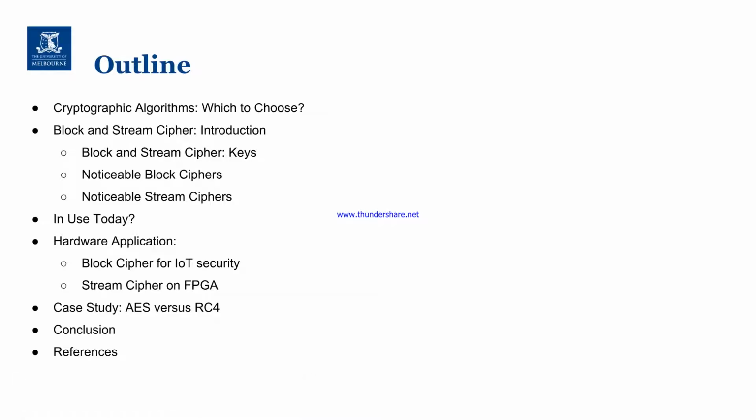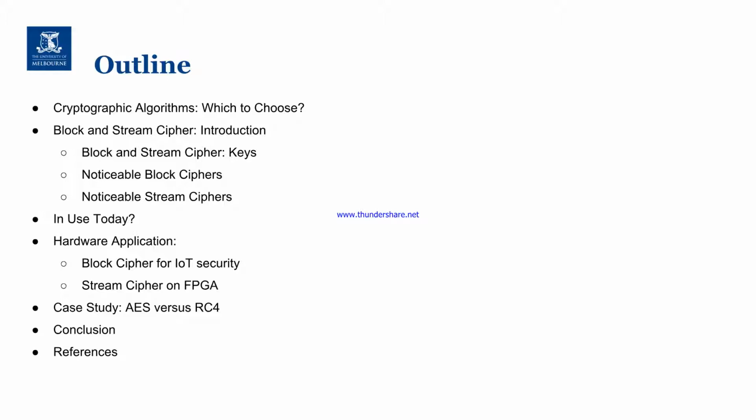First we talk about the different types of cryptographic algorithms present and what type of algorithms we choose based on our preferences. Then we introduce block and stream ciphers, and talk about how they differ and compare in terms of their mode of operation and in terms of the keys that are used. Then we discuss some noticeable block and stream ciphers. After that, we see some commercial applications and which block and stream ciphers are actually in use today and which are rendered useless due to vulnerabilities found.